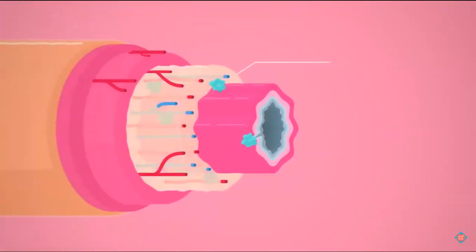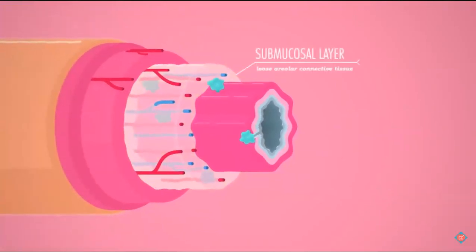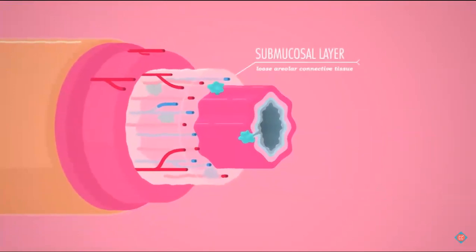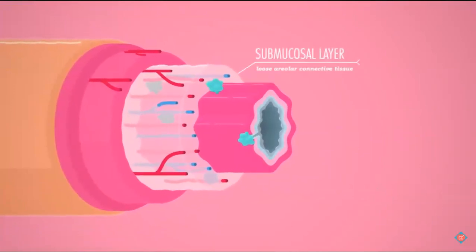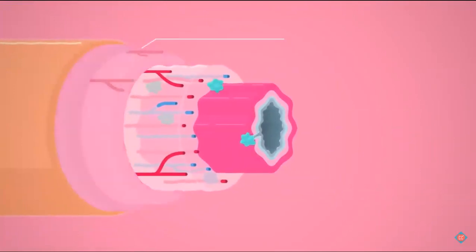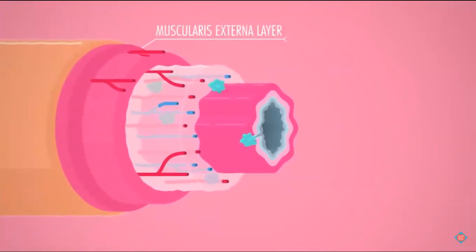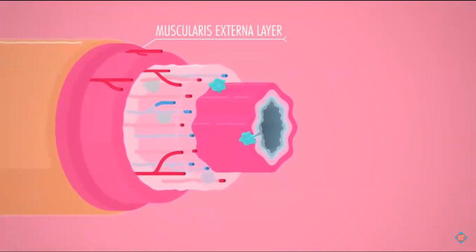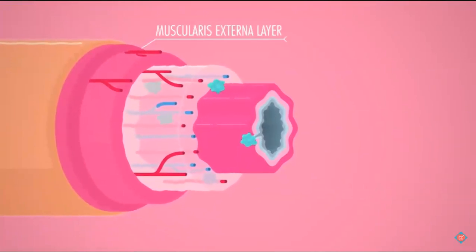Surrounding the mucosal layer is the submucosal layer, made of loose areolar connective tissue, which helps provide the elasticity that the tube needs when you eat a whole pizza in one sitting, and it contains more blood vessels. And outside that, you have the muscularis externa layer, which, as you might guess, is where you find the muscles responsible for moving food through your tube.